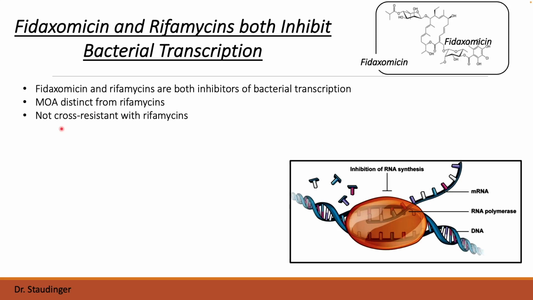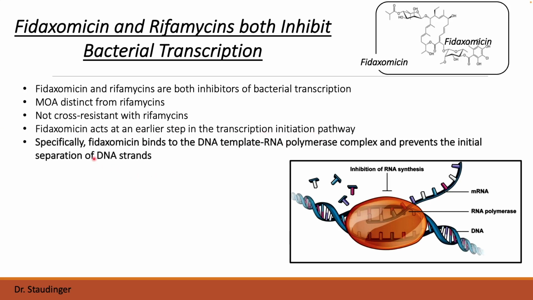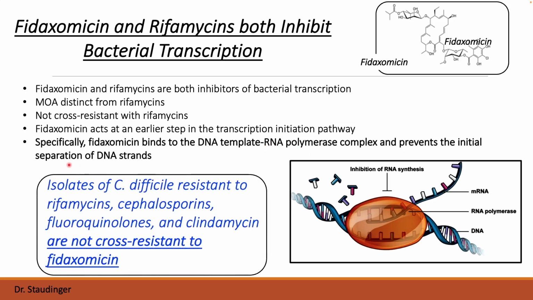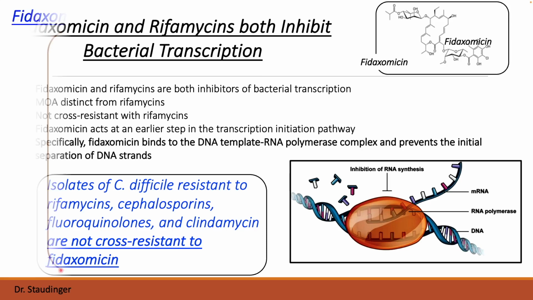Resistance to fidaxomicin is not cross-resistant with rifamycins. That's because fidaxomicin acts at an earlier step in the transcription initiation pathway. Specifically, fidaxomicin binds to the DNA template RNA polymerase complex and prevents the initial separation of DNA strands. This has an added benefit, specifically in that isolates of C. diff resistant to rifamycin, cephalosporins, and fluoroquinolones, as well as clindamycin, are not cross-resistant to fidaxomicin.